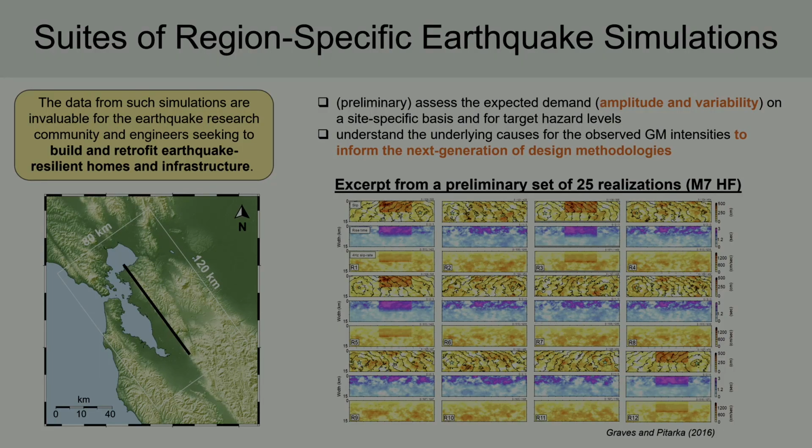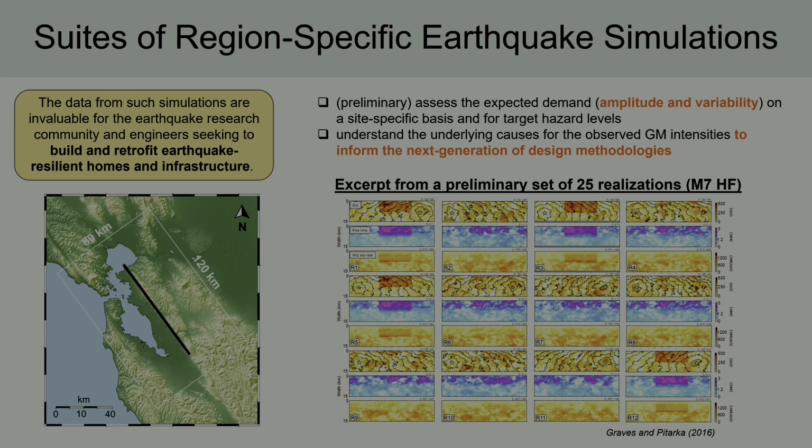In this regard, suites of region-specific earthquake simulations, where we can perturb on purpose the rupture parameters, provide invaluable data to engineers and analysts to assess the expected demand on a specific basis in terms of amplitude and variability, very important, and also to fully understand the underlying causes for specific observed ground motion intensities and amplitudes, especially when these fall outside the ranges predicted by the empirical models.